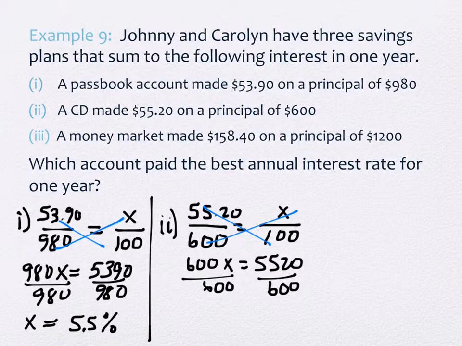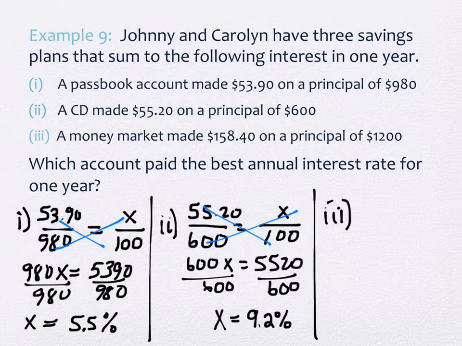What does the percent equal in this particular problem? What was it? 9.2. 9.2, and again, it is a percent. We have one more account, account 3. It's a money market. What will the proportion look like here? The same thing, 158.40 over 1,200 equals x over 100. And we will cross multiply.